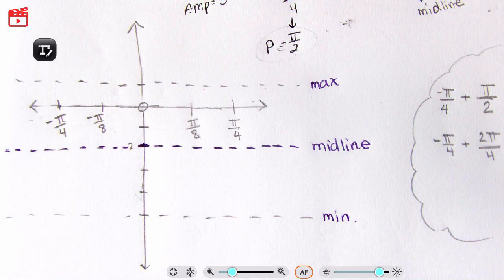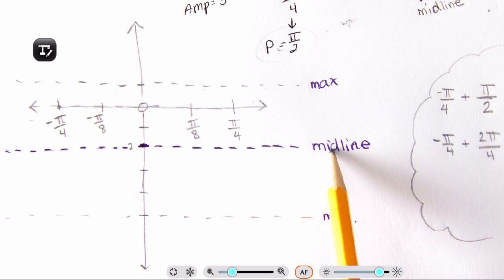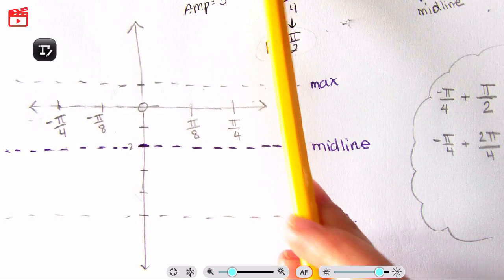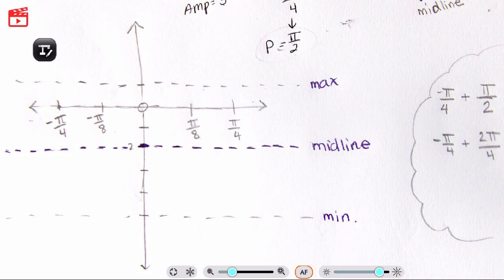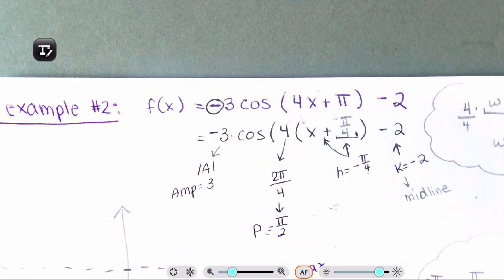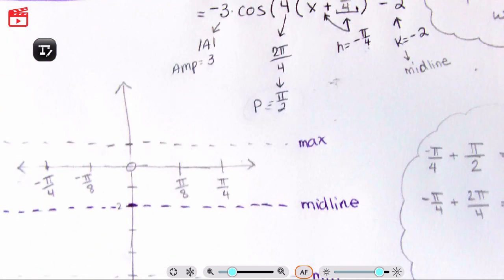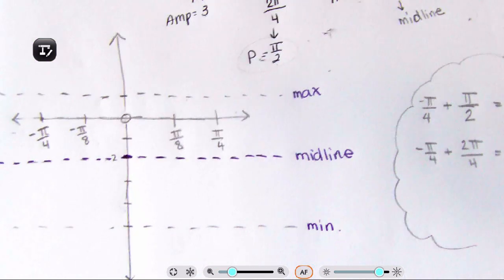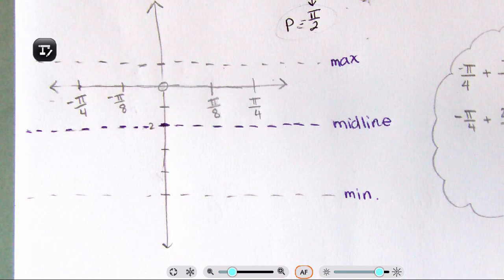Okay, we're done. This is so much easier than the other one. Let's start graphing. So remember, here's our midline. On a cosine function, we have 2 dots that are on the midline, 2 dots that are the maximum, and 1 dot that's the minimum. Now I am noticing that we do have a negative function, so that means our max and our mins get flipped. All right, let's go ahead and start graphing.